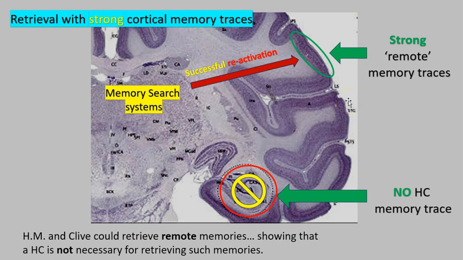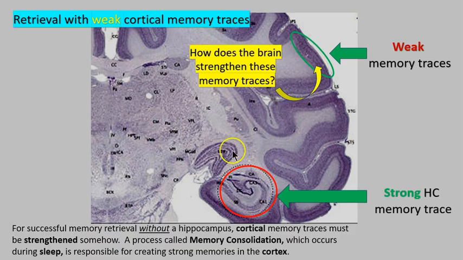Now, what about remote memories? So HM and Clive could retrieve remote memories. So these are memories that they had made long ago before their injury. So they had strong cortical memory traces. Well, strong cortical memory traces can be successfully reactivated by memory retrieval systems in the cortex. You do not need a hippocampus to reactivate strong cortical memory traces.